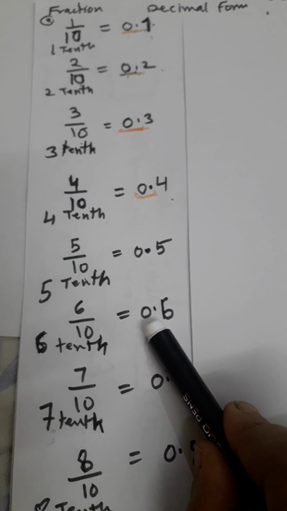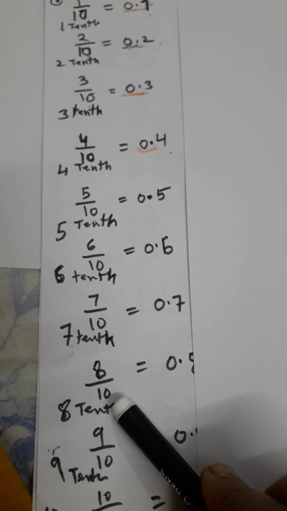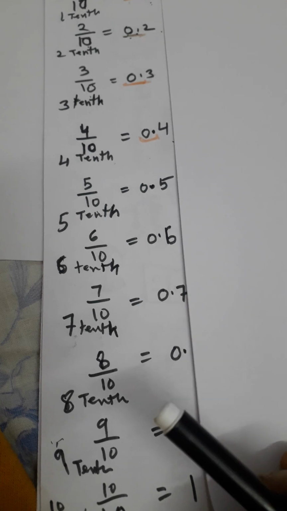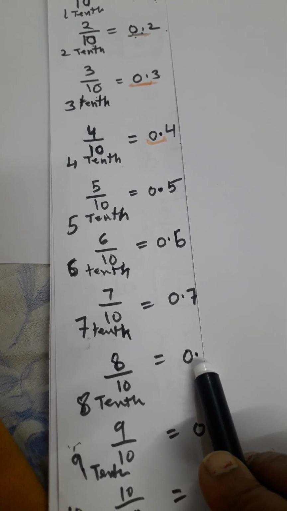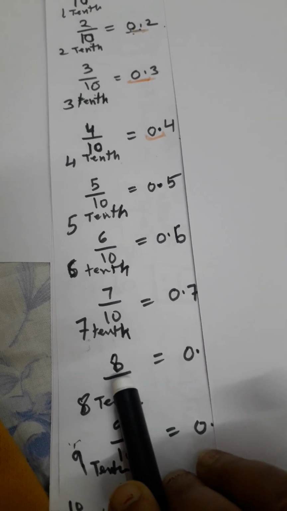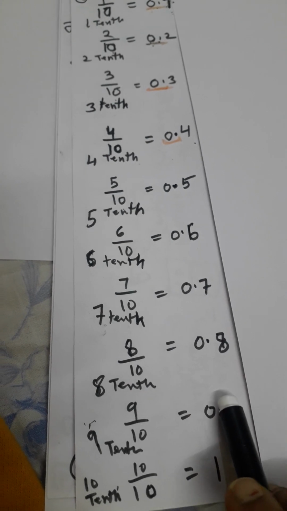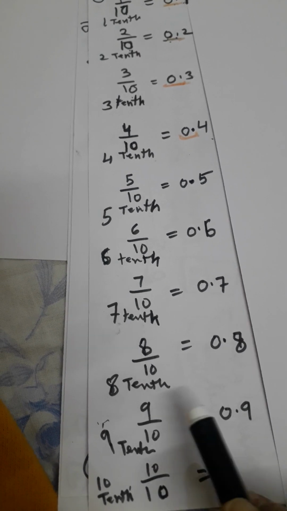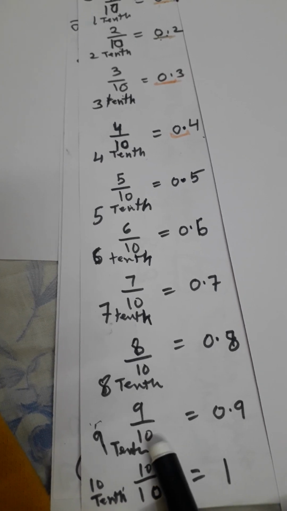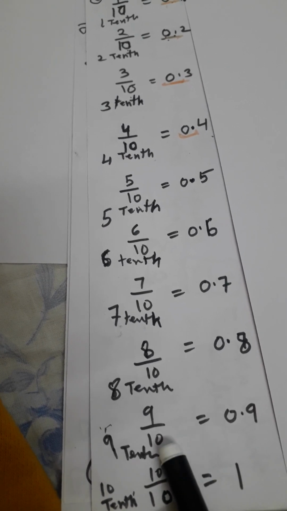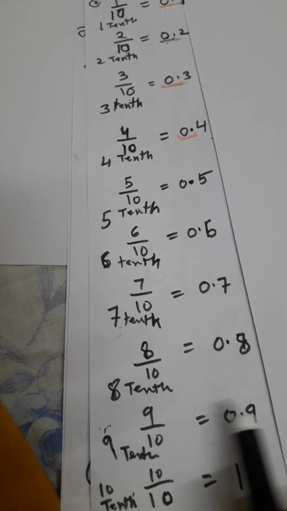6/10 is equal to 0.6. 7/10 is equal to 0.7. 8/10 is equal to, very simple, grandma. Yes, my baby. You have to write 0 and the point, and then we remove this. The numerator is 8, so we will write 8. Here 9/10: I am hiding this 0. Instead of this 10, we write 0 point, because we are representing this fraction form in decimal form. And here the numerator is 9, so write 9.